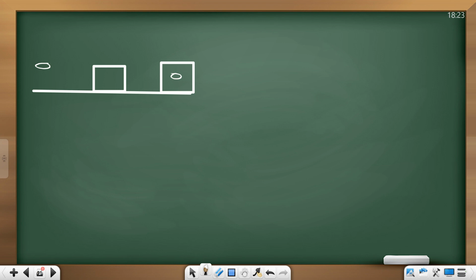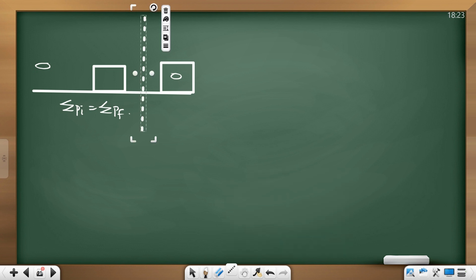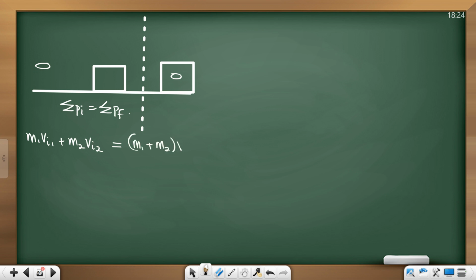Do you remember our formula? Sum of initial equals sum of final, because they were separate. Lesson 3, if you guys remember lesson 3. What do we have? m1 vi1 plus m2 vi2. Now they are together: m1 plus m2, times vf.